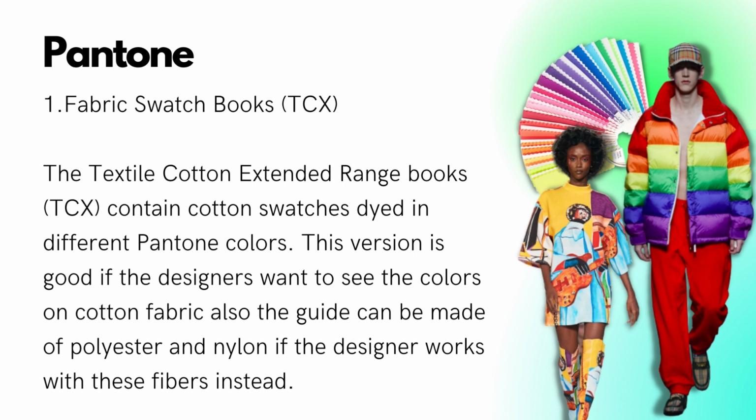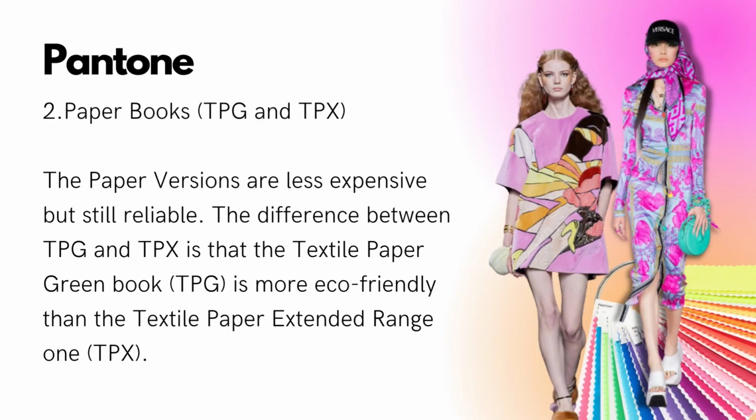The paper books are the paper version, so they are less expensive but still reliable. The difference between TPG and TPX is that the textile paper green book is more eco-friendly than the textile paper extended range one, the TPX. So whichever you choose for the design process, Pantone recommends replacing it every year in order to benefit from the color updates and to make sure you don't use samples whose colors have faded over time.